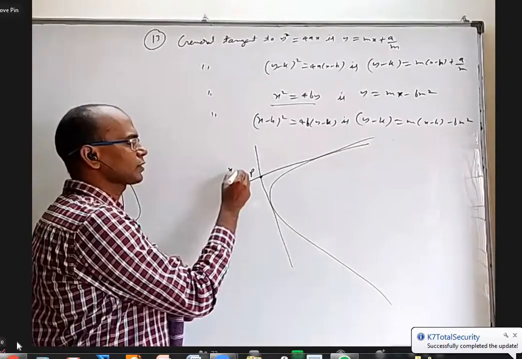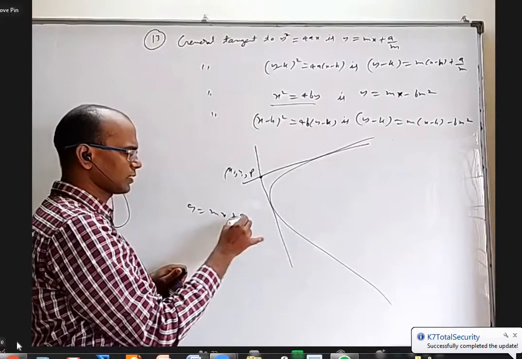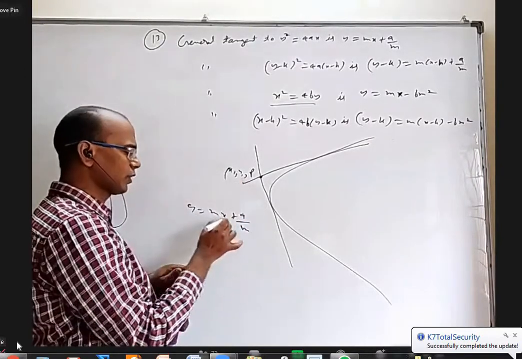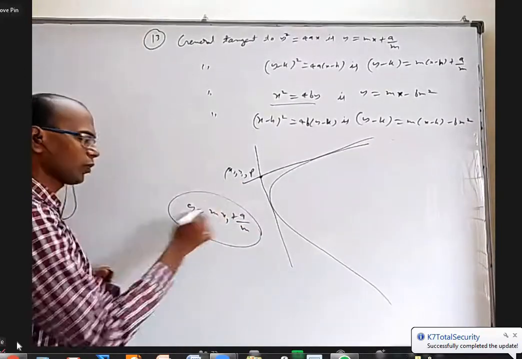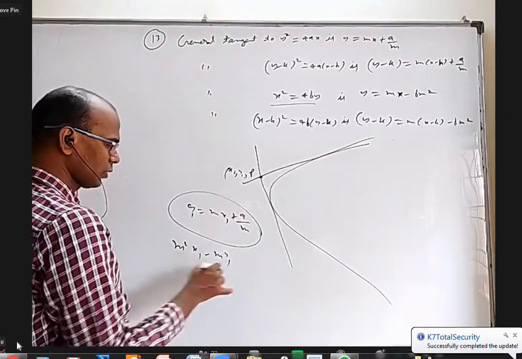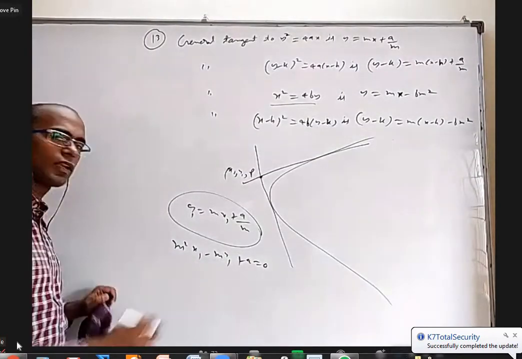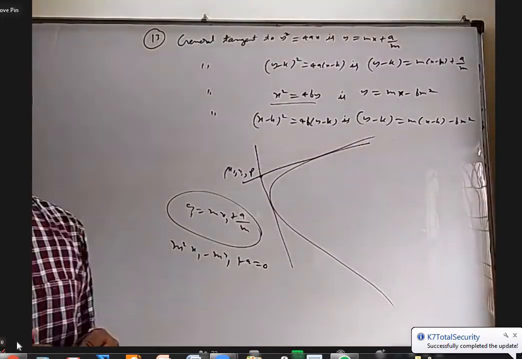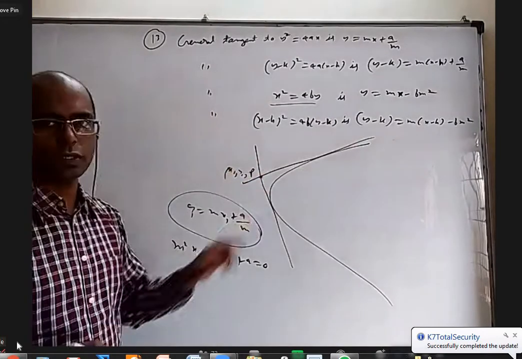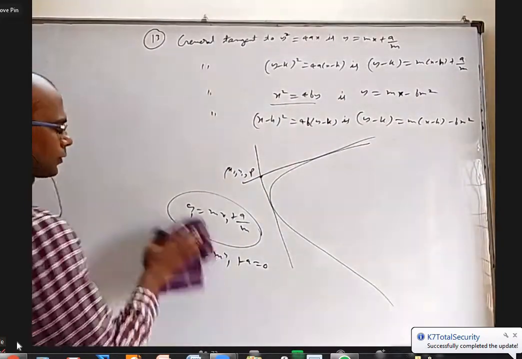You take this as x1 comma y1. The general tangent is y equal to mx plus a by m. Substitute x1, y1. You will get a quadratic equation in terms of m: m square x1 minus m y1 plus a equal to 0. This is a quadratic equation in terms of m. How many values of m will come? 2. So that's why 2 answers. If it came to a cubic equation, I would have said 3 tangents.